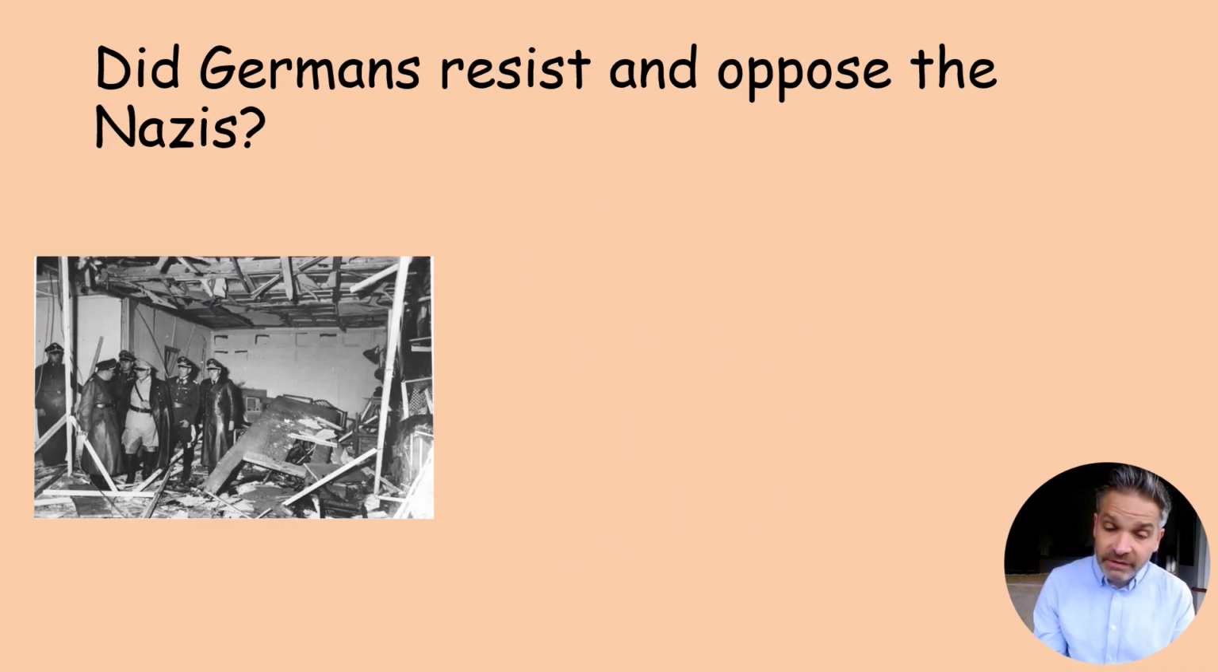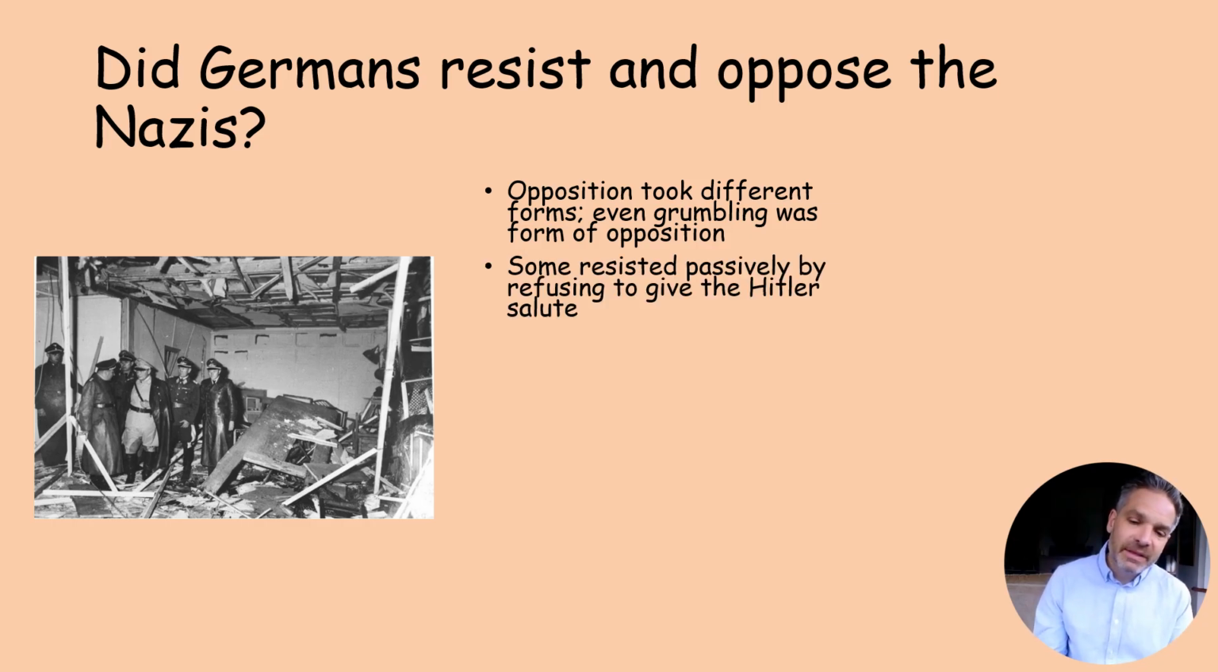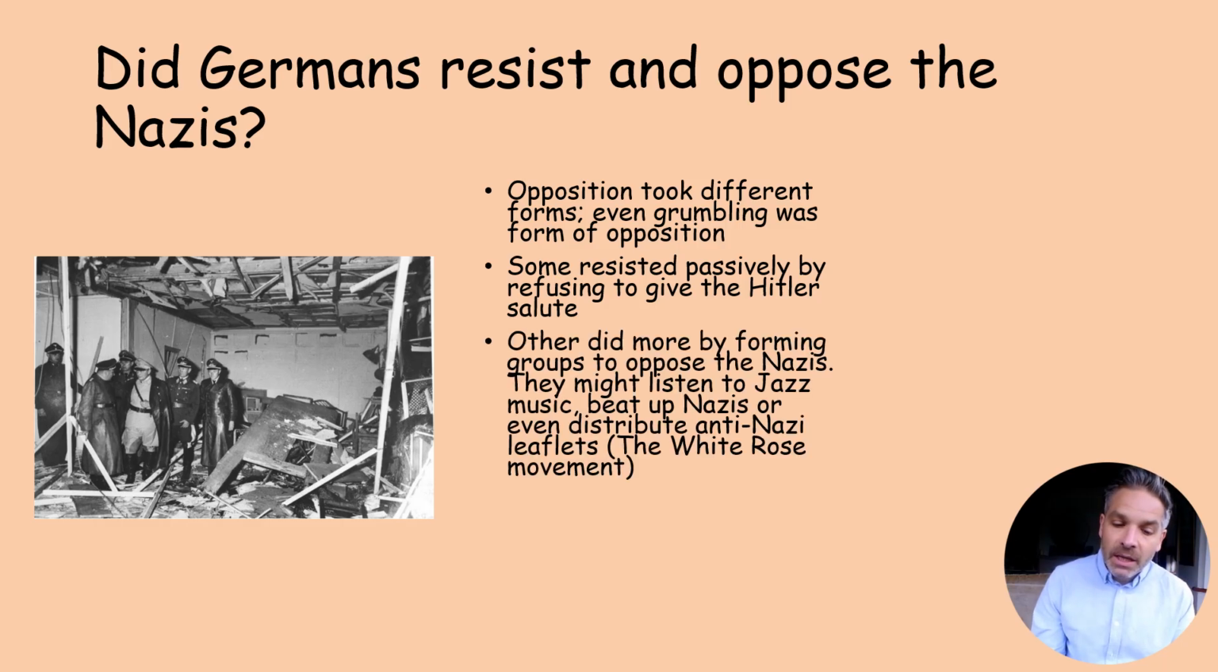Now, did people resist? Well, the truth is, yes, they did, although it was fairly limited. Because some people were very much behind the Nazi regime, others were too frightened to speak up, and others became brainwashed. So opposition might take different forms, and it's true to say that opposition grows as the war continues and it becomes clear that Germany isn't going to win the war. But even grumbling or not giving the Heil salute, the Hitler salute, that could be a form of resistance. So some people would maybe take small forms of resistance. Other people did more active forms of resistance.